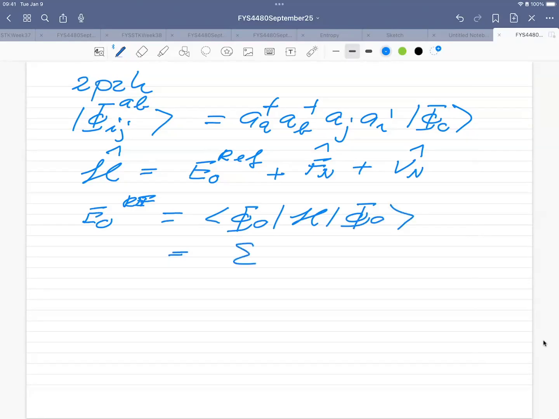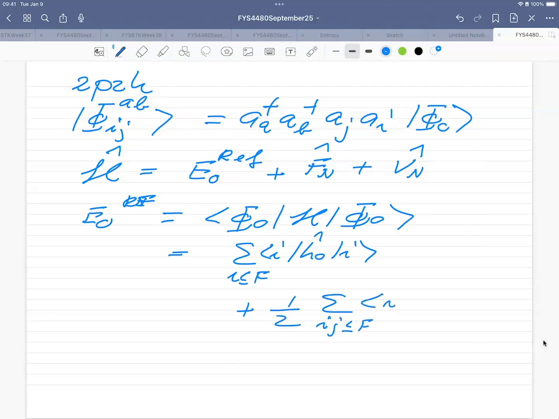And we can write this one as a sum over all the states below the Fermi level, where we have a one-body part of the Hamiltonian, plus 1/2, and then a double sum over all the single particle states below the Fermi level. And then we have a V, and then I and J. We can write this out in a more compact way in terms of these anti-symmetrized matrix elements. So that was the reference energy.